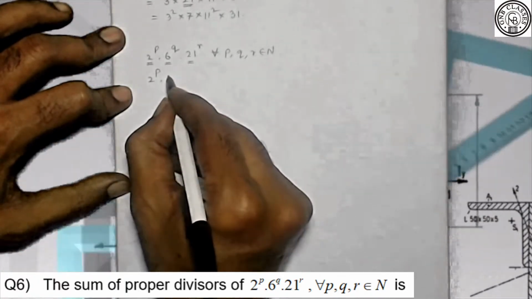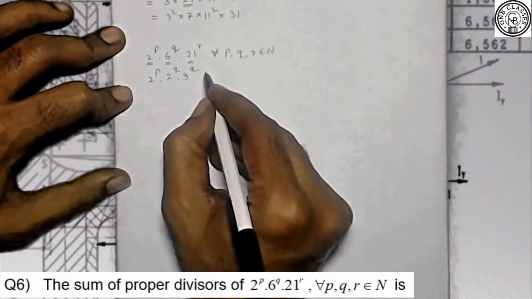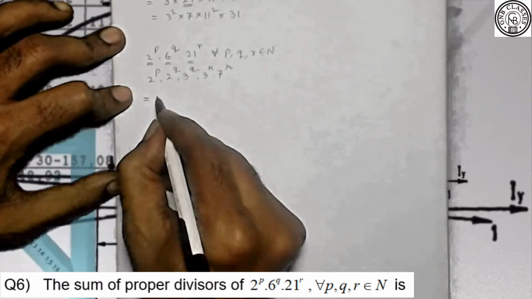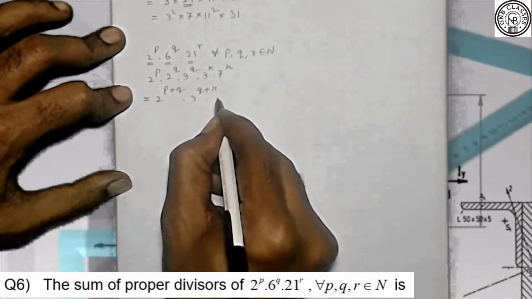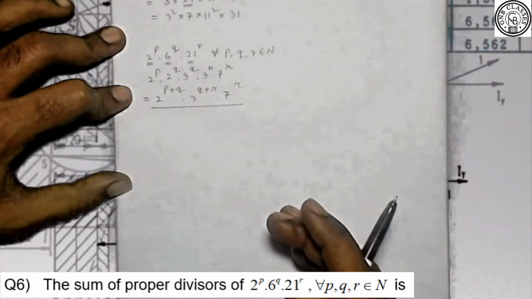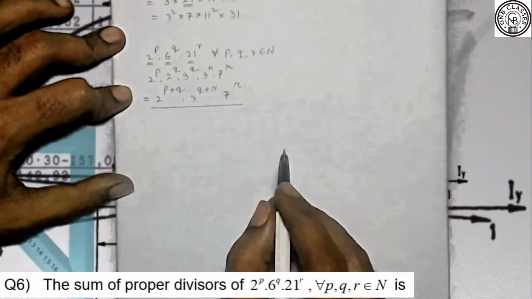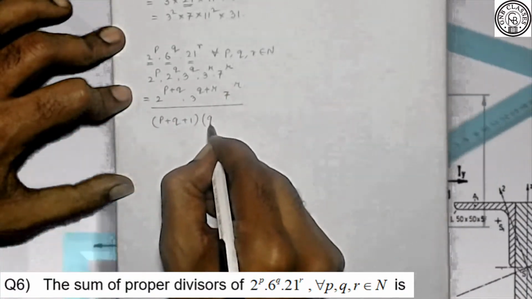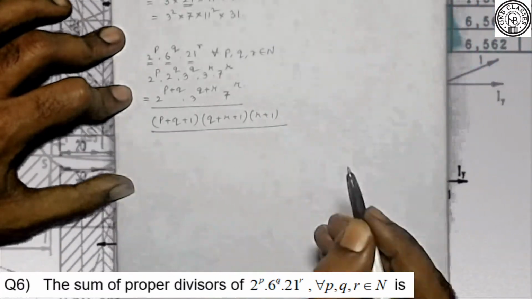6 to the power q can be written as 2 to the power q into 3 to the power q. 21 to the power r can be written as 3 to the power r into 7 to the power r. Therefore, this will be 2 to the power p plus q, 3 to the power q plus r, and 7 to the power r. Now it has been converted into primes. Now they have asked to find the number of proper divisors. So the total number of divisors will be p plus q plus 1, q plus r plus 1 and r plus 1. This is the total number of divisors.